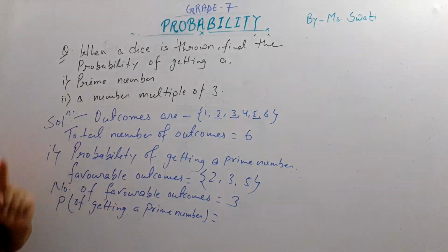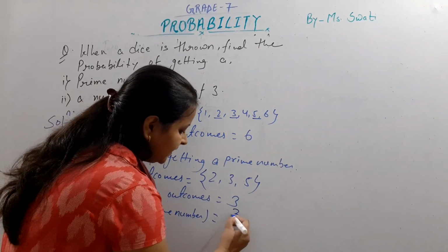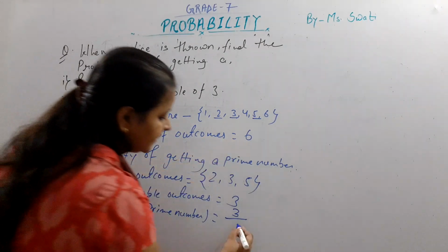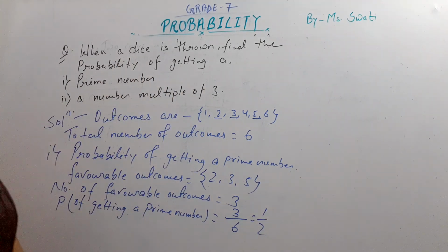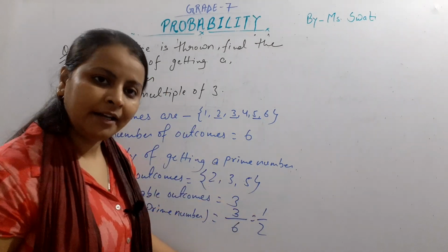Now we find out P, that is probability of getting a prime number. That is number of favorable outcomes, 3, by total number of outcomes, that is 6. 3 by 6 becomes 1 by 2. So when a dice is thrown, the probability of getting a prime number becomes 1 by 2.